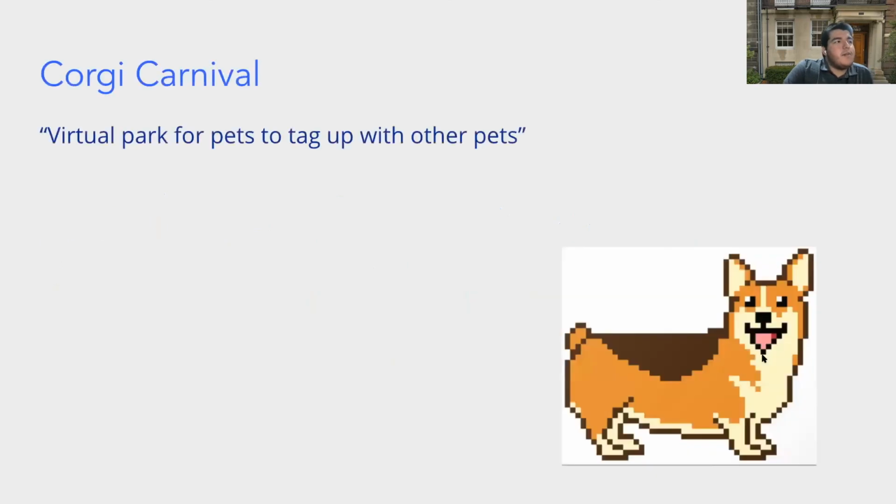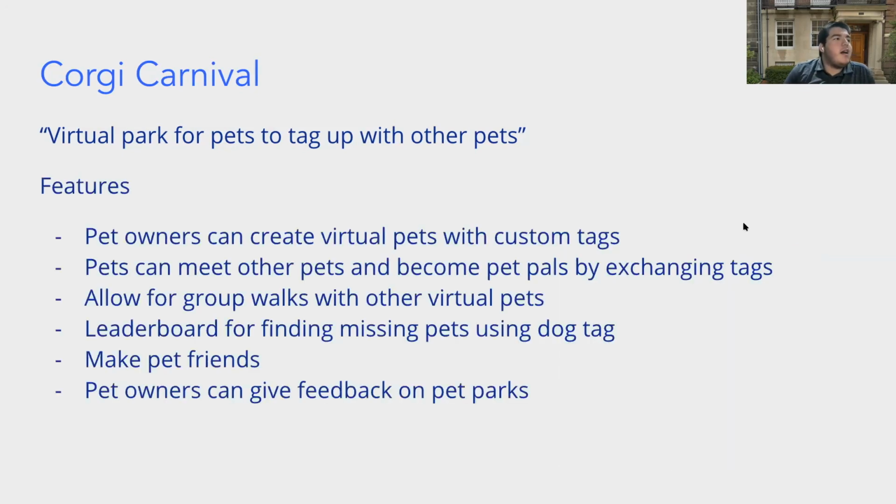And so we'll do one more example with the idea map we were talking about earlier. Let's look at this example of Corgi Carnival. It's a virtual park for pets to tag up and meet with other pets. So what are some key features about them? Pet owners can create virtual pets with custom tags. Pets can meet other pets and become pet pals by exchanging tags. You can allow for group walks with other virtual pets. There might be a leaderboard for finding missing pets using a dog tag. You can make pet friends, and pet owners can give feedback on pet parks, right?